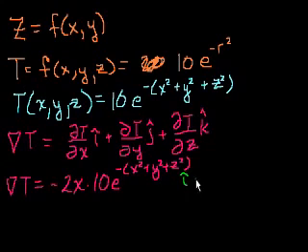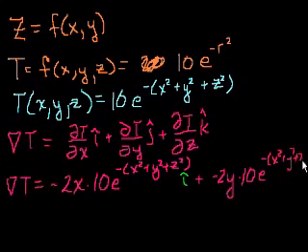And now we can do the same thing for the y direction. So plus, what's the partial derivative of this with respect to y? Well, it's going to look very similar. The partial derivative of this inner function with respect to y is minus y squared, so it's minus 2y, and then the derivative of the whole thing is just itself again. So times 10e to the minus x squared plus y squared plus z squared. And then all of that times the unit vector in the y direction, j.